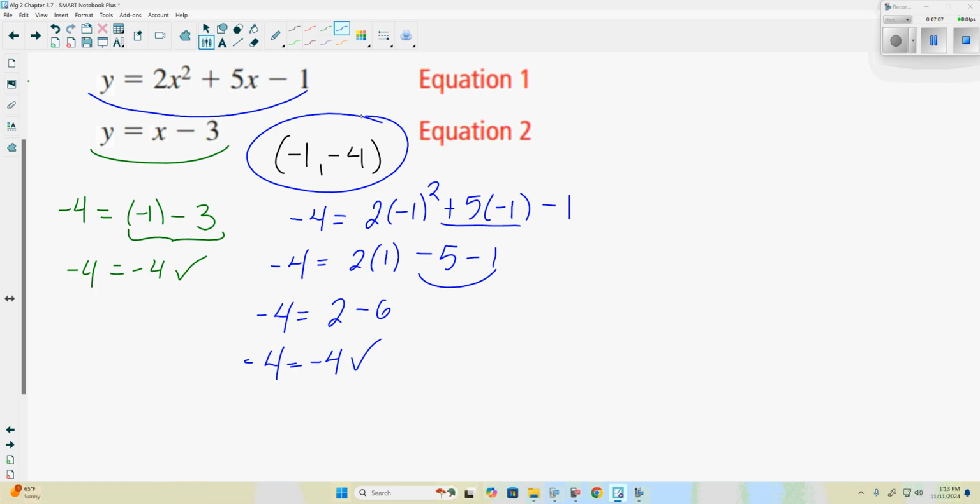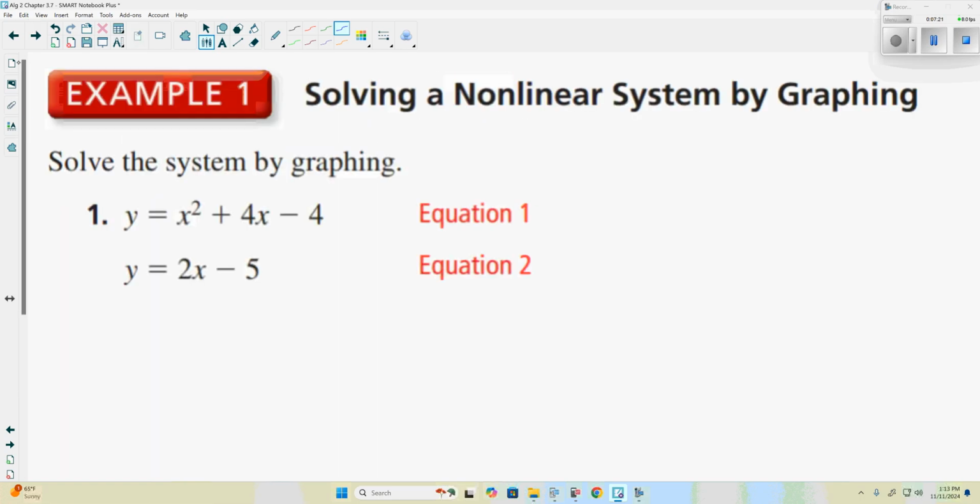So all this that we just wrote down was more just checking and verifying that this is the point of intersection. Questions on this here? Let's look at the next one.